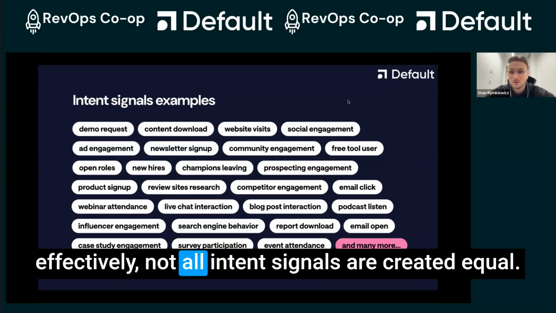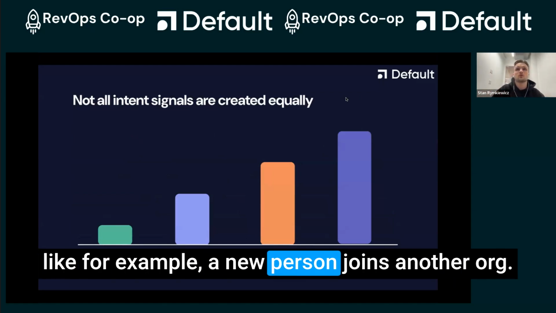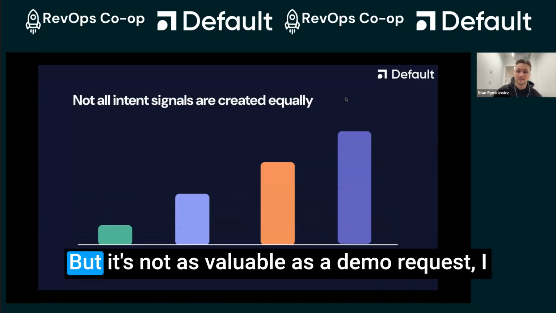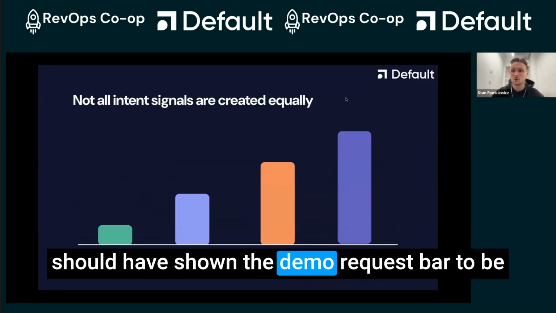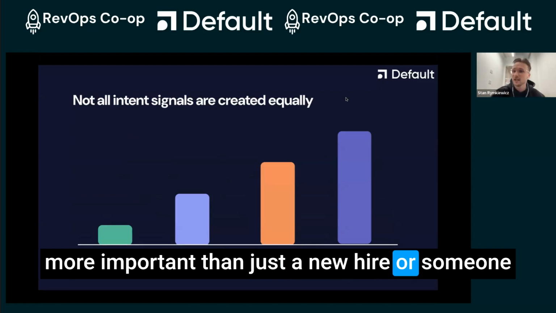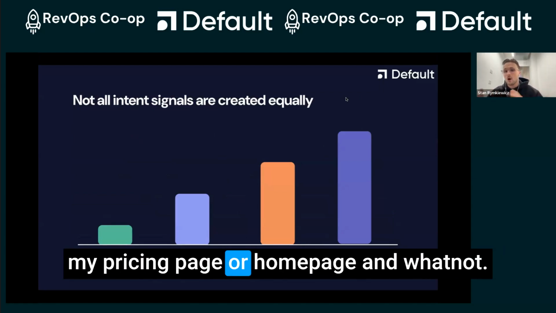Not all intent signals are created equal. This picture shows whenever there's a new hire, for example a new person joins another org. Well, that is of course an intent signal, but it's not as valuable as a demo request. I should have shown a demo request bar flying through my screen, because it's more important than just a new hire, or someone liking my post, or maybe even someone visiting my pricing page or homepage and whatnot.